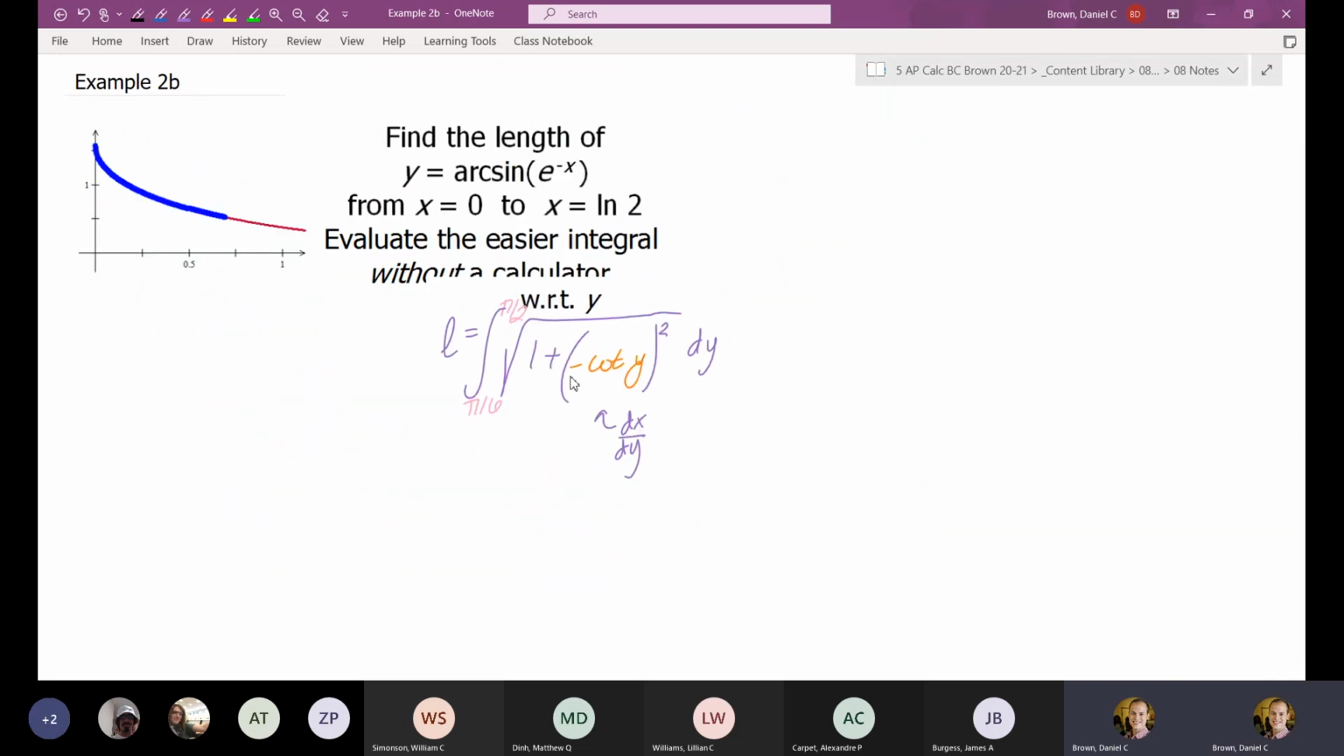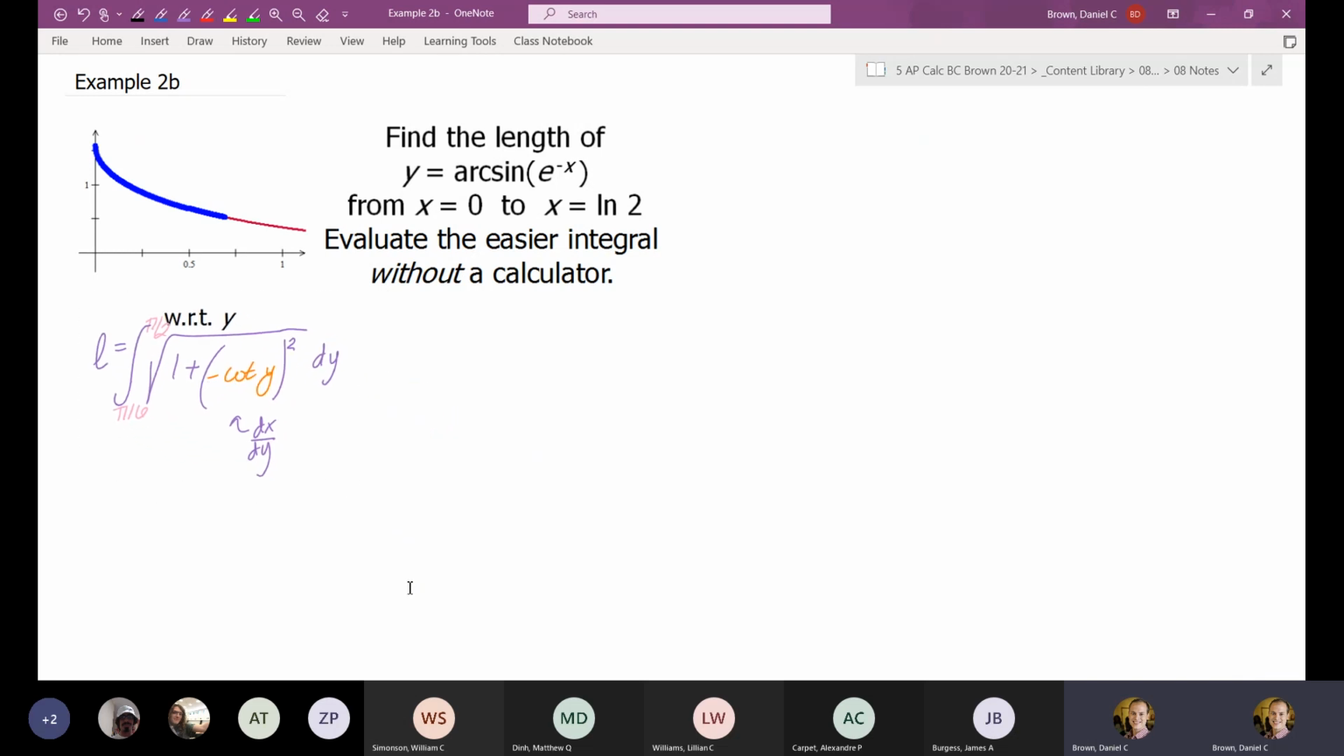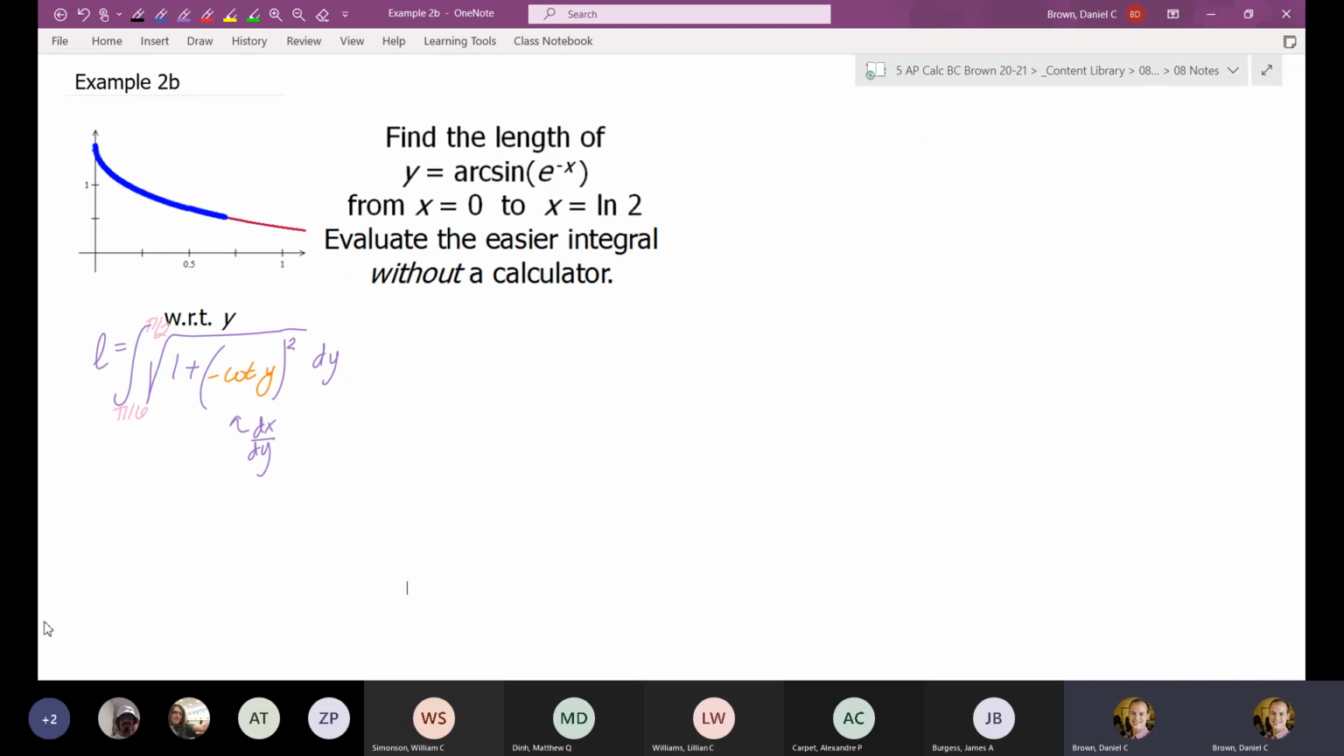And so this is what I'm basically going to try to evaluate. So let's talk about what we can do to evaluate it. Right now, we probably don't want to jump into u sub, because there's nothing really on the outside of that square root sign, so I want to find a way to simplify it. I do have this negative cotangent of y squared. Let's clean it up a little bit. When I square it, that negative is just going to go away. I'm also going to ignore the numbers for now, just to focus on finding the antiderivative.